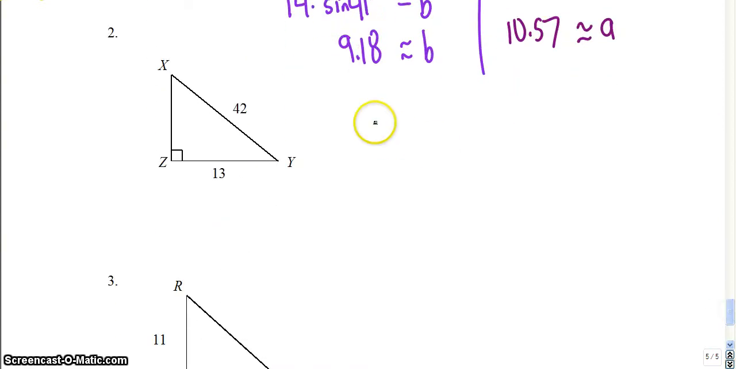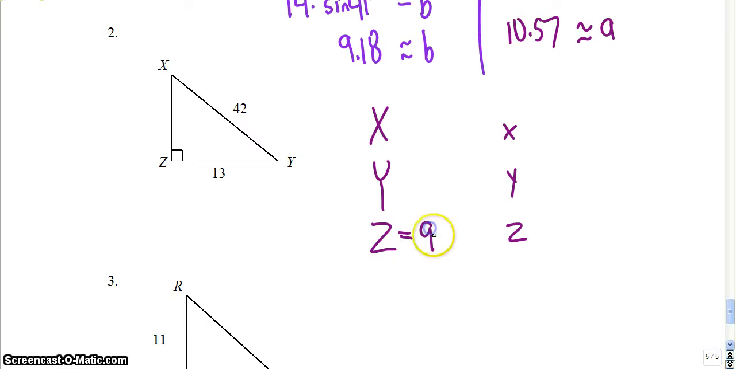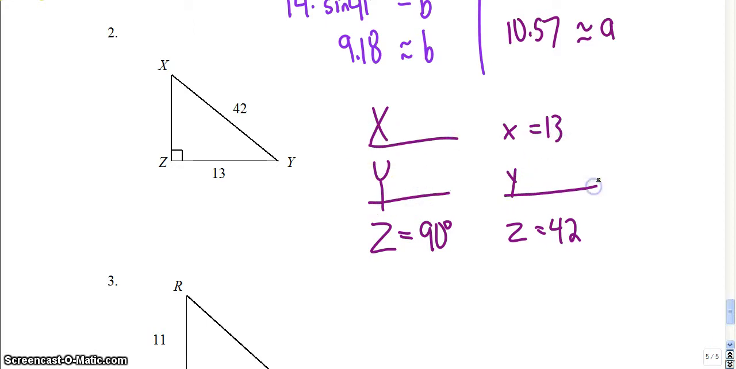Next one. We have angle X, angle Y, angle Z, little x, little y, and little z. We know that capital Z is 90 degrees. We know that little z is equal to 42 and little x is equal to 13. We need to find capital X, capital Y, and little y. To find little y, we can use the Pythagorean Theorem. So we have 13 squared plus y squared equals 42 squared. And when you solve that, you get an approximate value for y of 39.94.